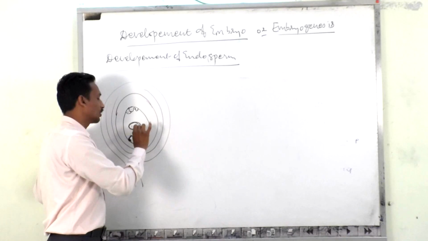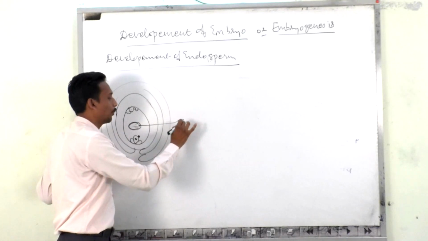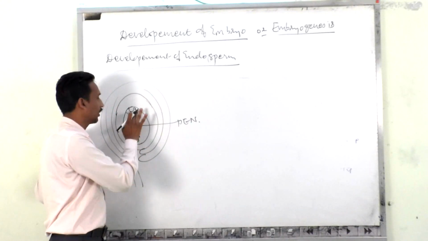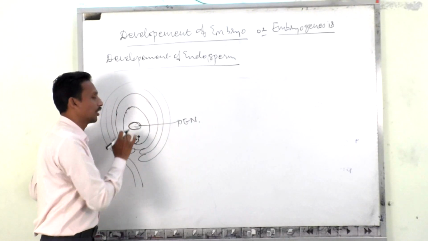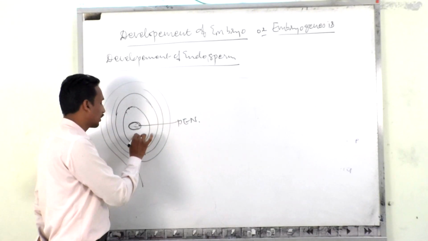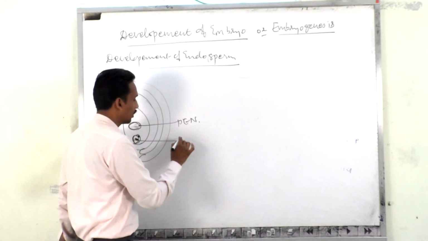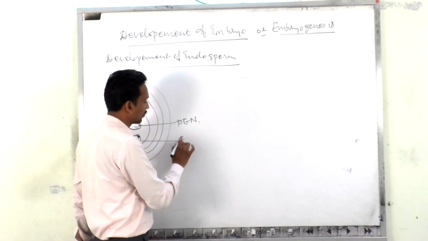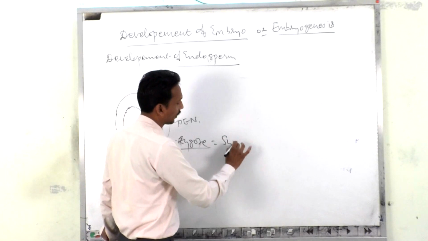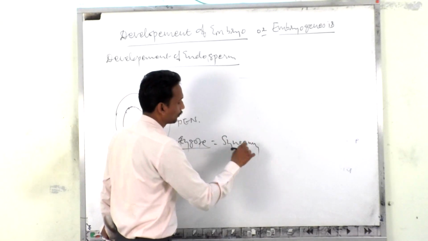That is going to produce the PEN. अब ये तैयार करेगा PEN. और यहाँ पर these synergids degenerate, these three antipodal cells also degenerate, and the only remaining one is the zygote. So this one is the zygote. It is the product of syngamy. ये किसका product है? Syngamy.